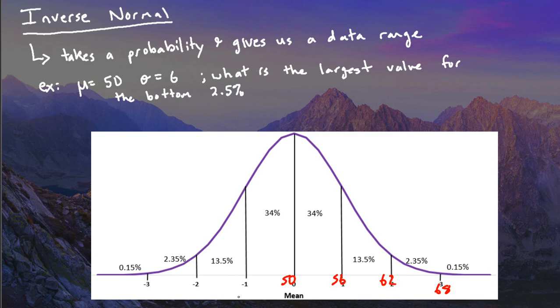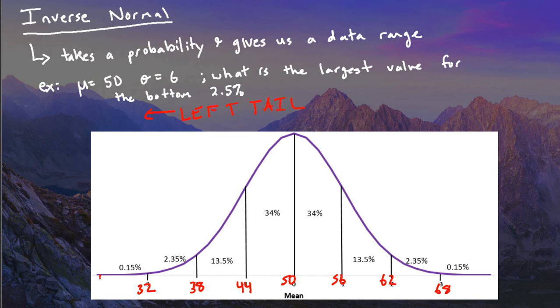68. And then if I go the other way, 44 and 38 and then 32. Now the problem says that I am looking at the bottom 2.5%. Well, the bottom would be the left-hand side. We would say the left tail of this.